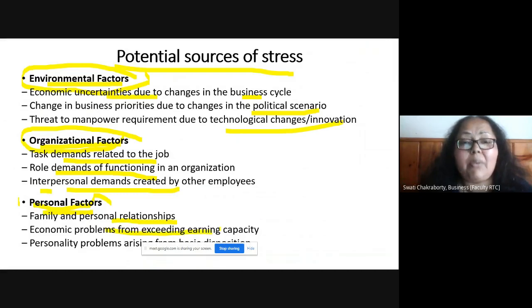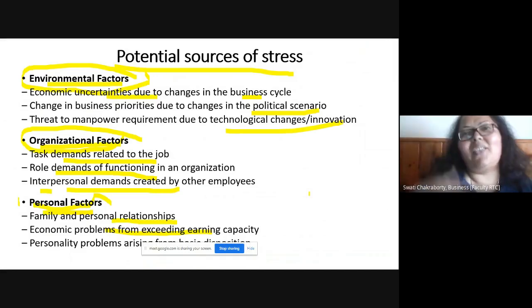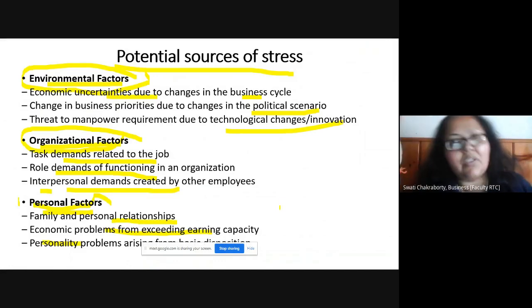Economic problems come up when we have a lot of responsibilities, a lot of demands, a lot of targets to fulfill, but the earning that we earn is a limitation. The expenses are high, we have to manage it. Then we think of it, and that actually leads certain people into illegal activities, trying to earn money in illegal ways. That also happens. Then come personality problems coming from basic disposition. Here, by basic disposition, we are talking of the basic mental health status.